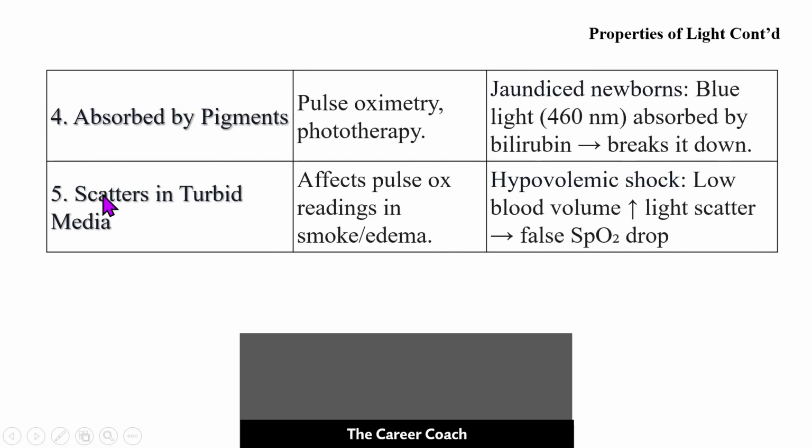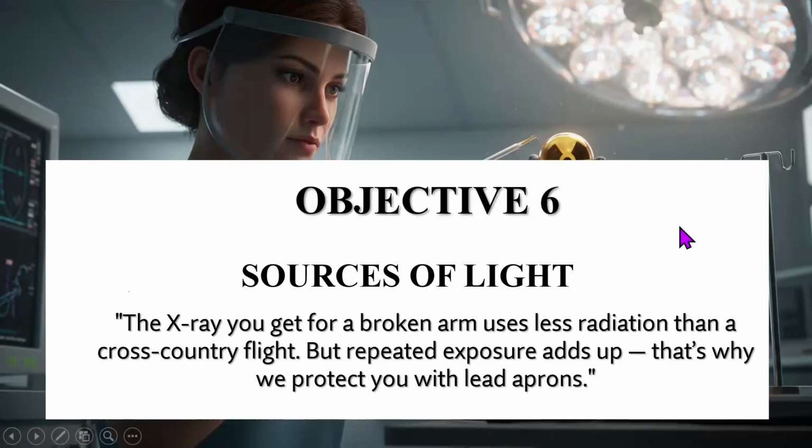Another property of light is that it's scattered in a turbid medium. How does this apply to nurses? It affects pulse oximeter reading in smoke or in edema. Hypovolemic shock, low volume, leading to increase in light scatter, leading to false SpO2 drop.